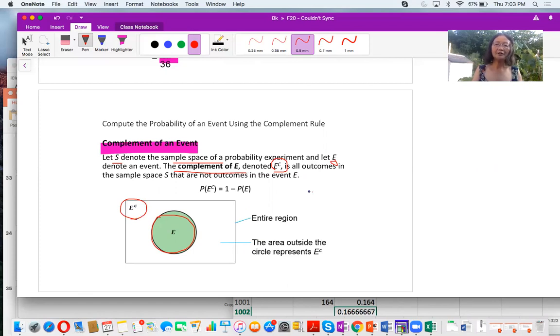For example, if you throw a coin, what is the complement event of head? It is tail. What is the complement event of tail? It is head. The probability of the complement event equals 1 minus the probability of the event.